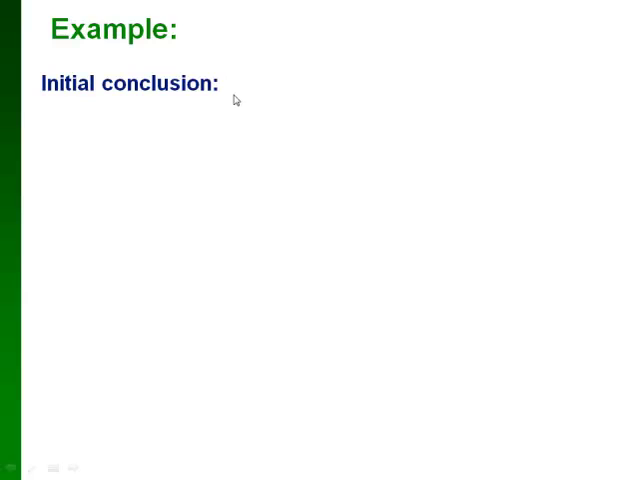So since we had a significance level of 0.05 and our p-value is 0.0281, that means that our p-value is smaller, and that means our initial conclusion is that we reject the null hypothesis.